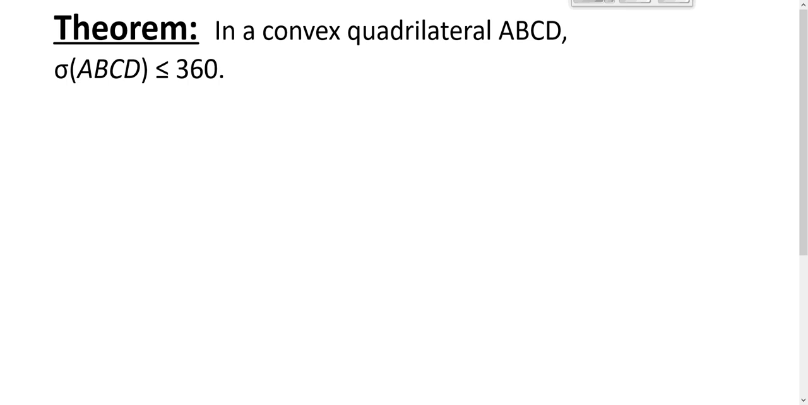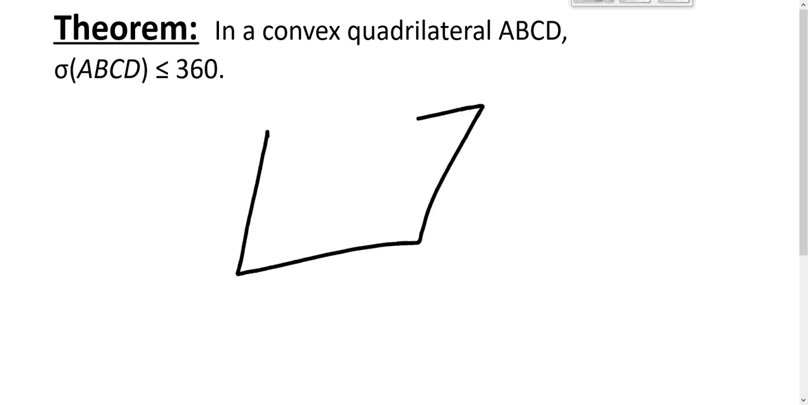In this screencast, we want to list and talk about some important theorems about convex quadrilaterals. This is the obvious one. In a convex quadrilateral ABCD, the angle sum is 360 or less.